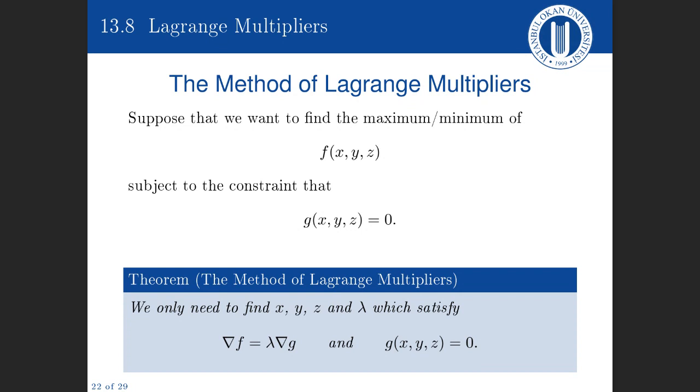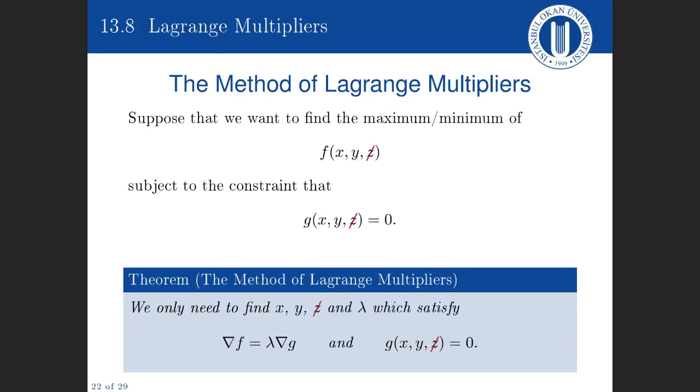Now, this is the rule if we have three variables, x, y, and z, but that's not always going to be true. Sometimes we'll only have two variables. Just cross z out on the slide and it's still true. If we want to find the maximum or minimum of f of x and y, subject to the constraint g of x and y is equal to 0, then we only need to find x, y, and lambda, which satisfy nabla f is equal to lambda nabla g, and g of x and y is equal to 0. In other words, if you don't have a z, just ignore it.